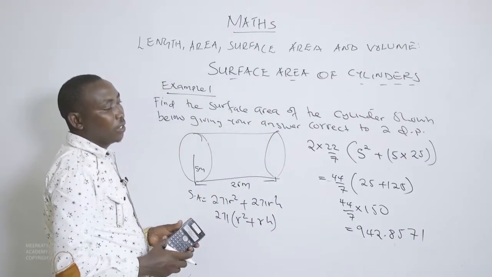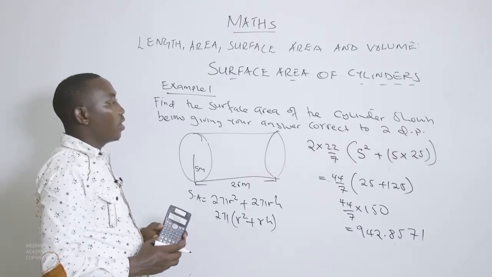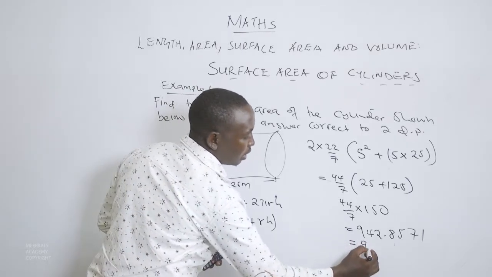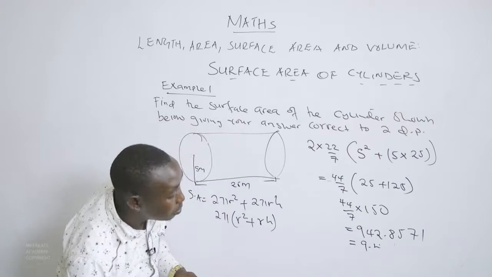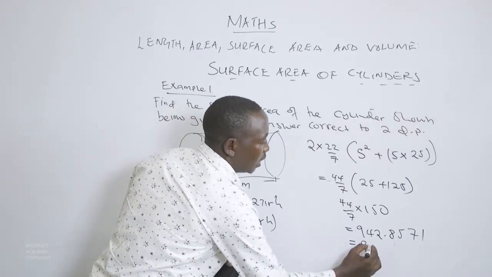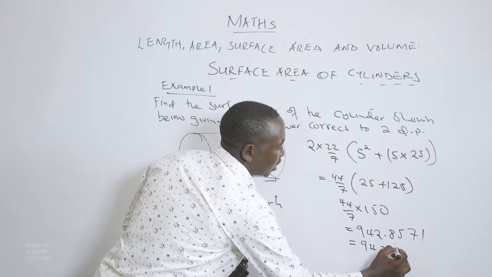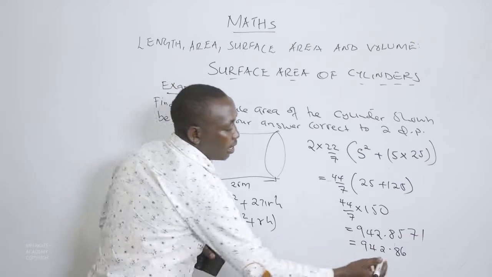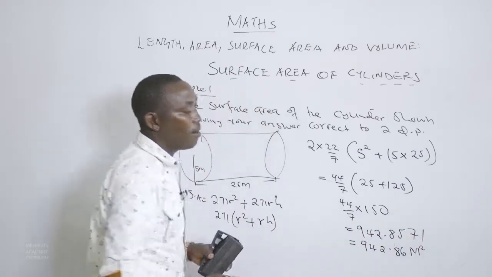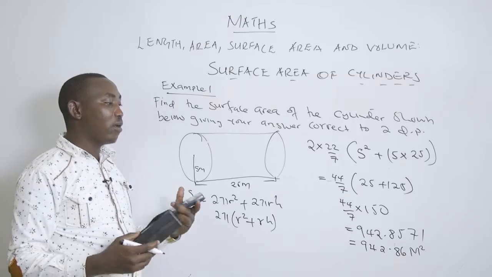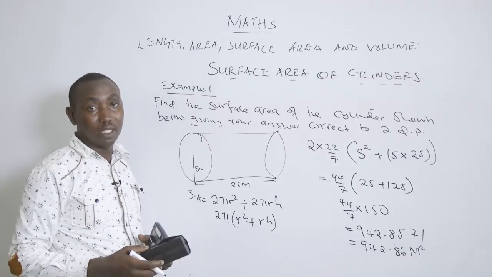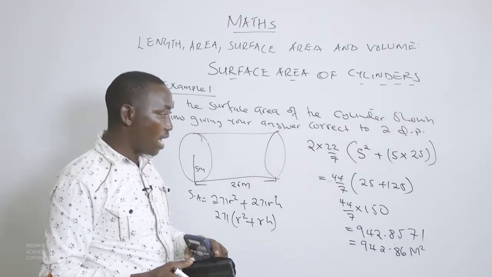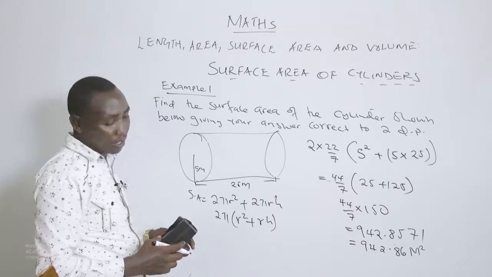This will give us 942.8571. The question requires us to write our answer correct to 2 decimal places. So to 2 decimal places, this shall be 942.86, and because the measurements were in meters, it will be square meters. Note that whenever you give a wrong measurement in terms of the units, then the whole process gives you a null result or 0 result.